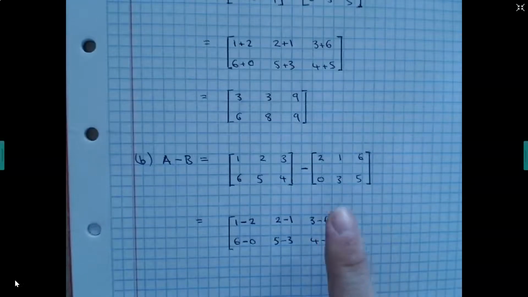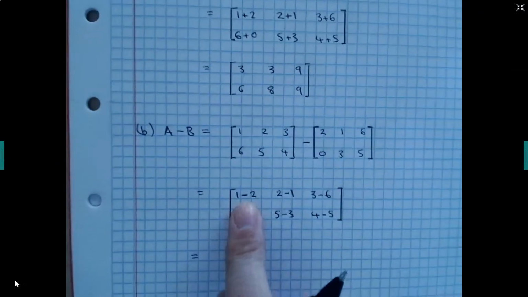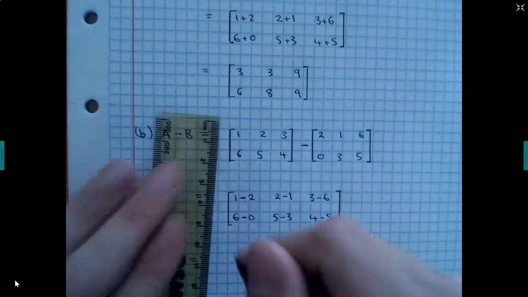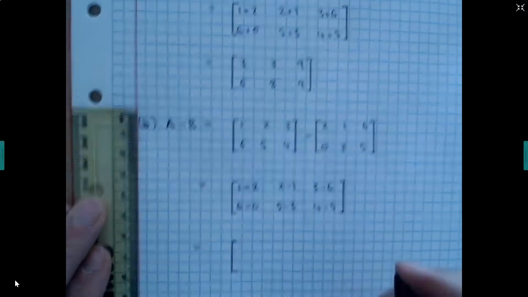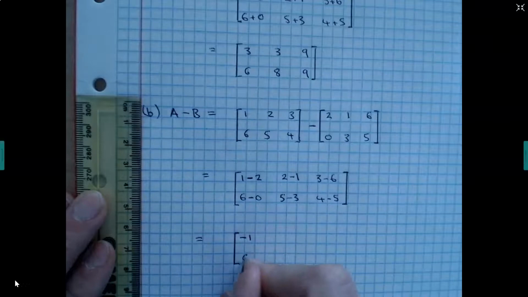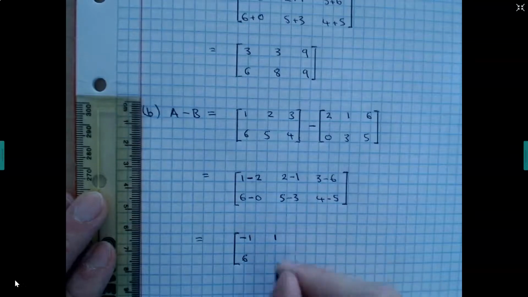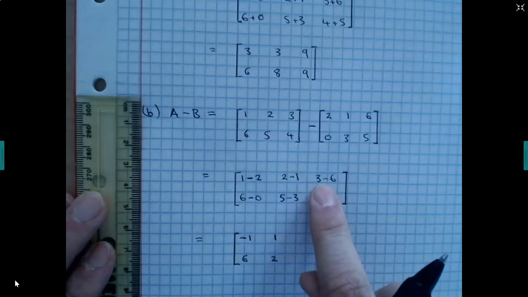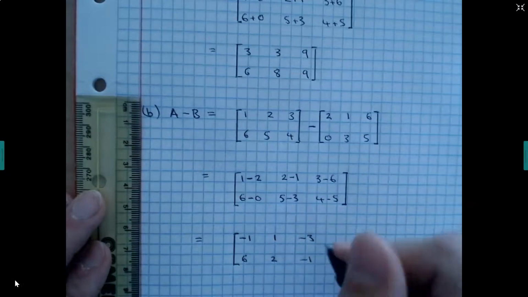Now, notice that some of these are going to become negative numbers. That's not an issue. We can have negative numbers in a matrix. So 1 minus 2 gives me negative 1. 6 minus 0 is 6. 2 minus 1 is 1. 5 minus 3 is 2. 3 minus 6 is negative 3. And 4 minus 5 is negative 1.